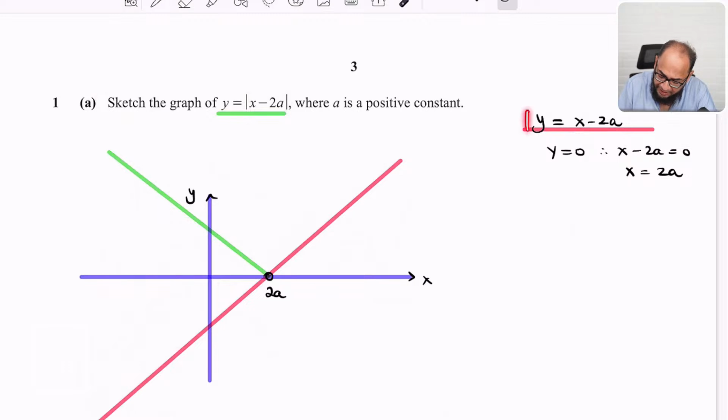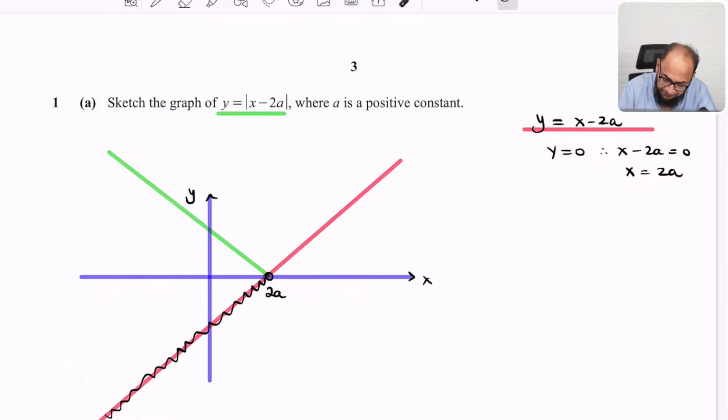Now, first of all, x - 2a, make y equal to 0, x - 2a = 0, x is equal to 2a. So it's a positive constant. That means 2a is also positive. So this is the first thing that I've drawn. That I've drawn a line like this and nothing else. And I have reflected this portion of the graph. So now it's time to cut it off. This portion of the graph is slashed.